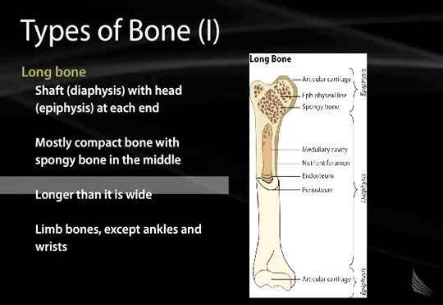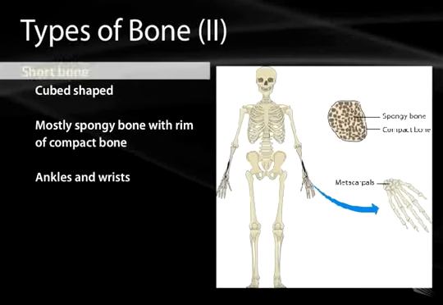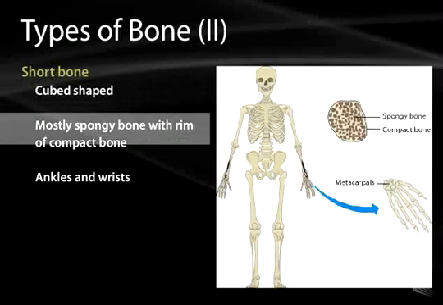Long bones are predominantly compact bone with spongy bone in the middle, and these are bones that are longer than they are wide. This makes up the limb bones, all limb bones except for those found at the ankles and wrists. The ankles and wrists themselves are the short bones. These are cube-shaped bones that are mainly spongy bone with a rim of compact bone surrounding them, as you see in this example of this skeleton here, showing what the metacarpals look like if one did a cross-section of them.